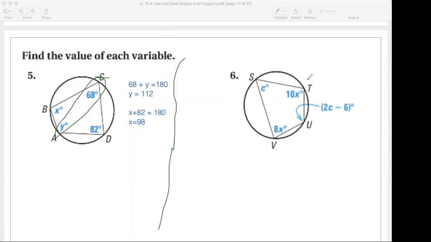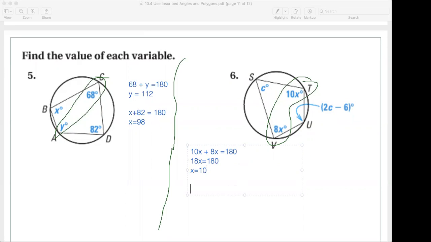Okay, so now our last example, opposite angles are congruent. So that would mean, ooh, opposite angles are not congruent. I'm sorry. There's my mistake. Opposite angles are supplementary. 10x plus 8x is 180. So 18x is 180. So x is 10.